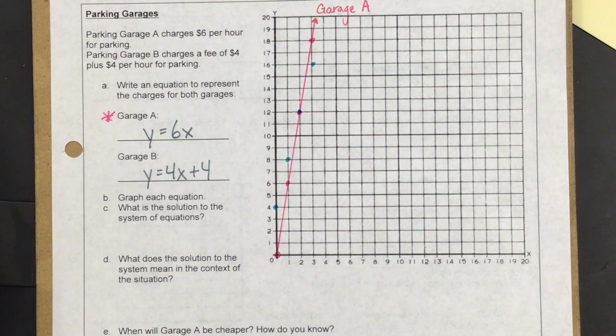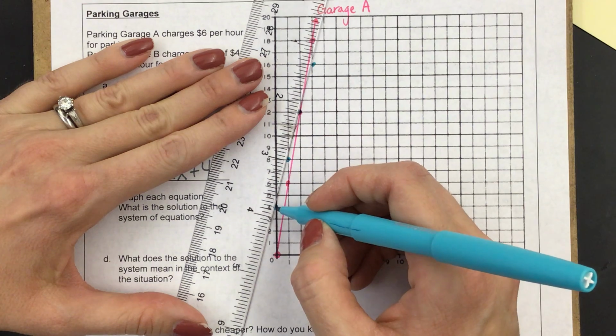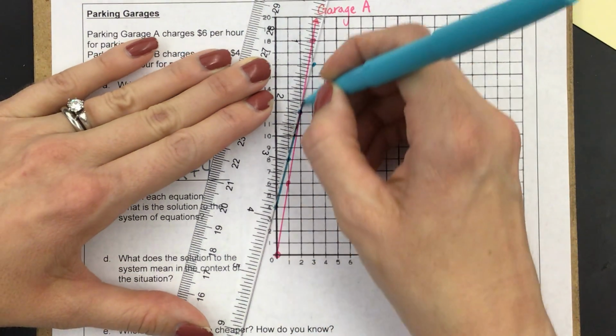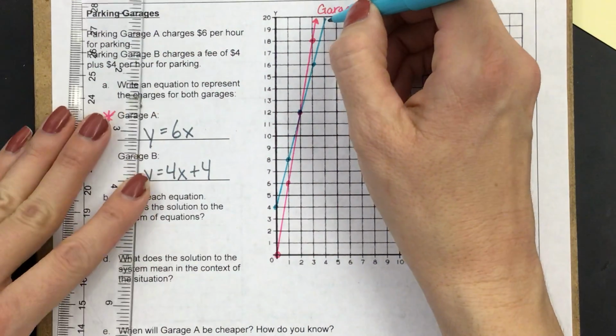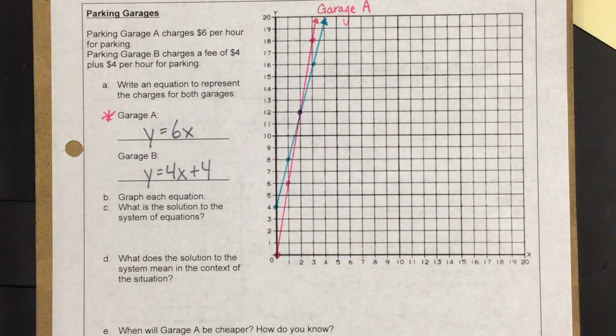So let's go ahead and connect. And there are rulers on the back shelf if anyone would like one to make sure your lines are nice and straight. Okay, this is garage B, the blue line.